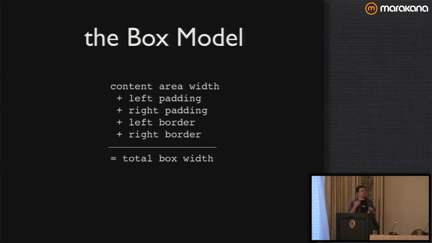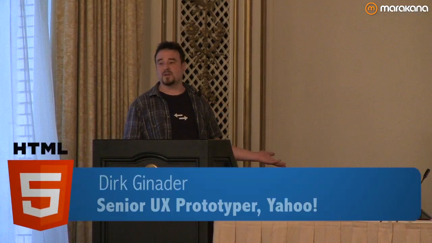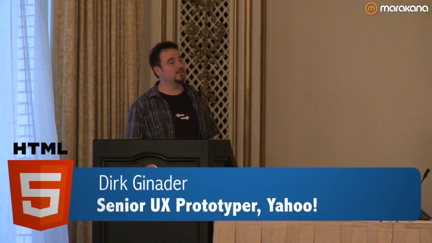So let's calculate that, because we don't have to do that ourselves anymore. We want to say our box is 100 pixels, and when I mean 100 pixels, it actually should end up being 100 pixels, not what the browser thinks is a good idea. So I'm going to define my border is 3 pixels, I add some padding of 10, I add some margin of 10, and then I'm using calculation in SASS. And I'm defining, okay, my margin doesn't affect my box model, I don't care. My padding is my padding. My border is my border.